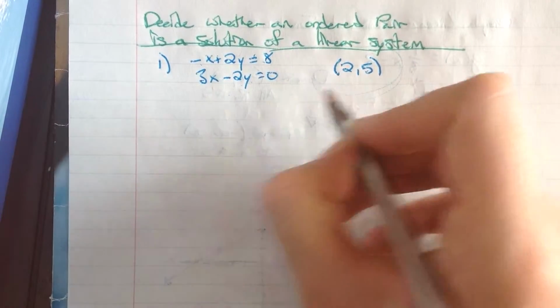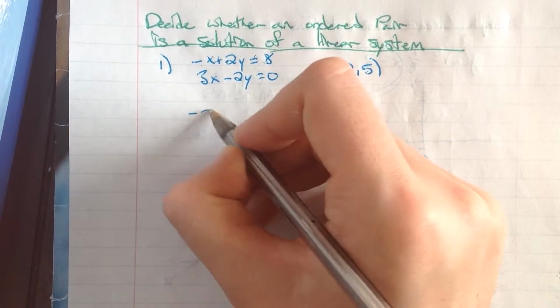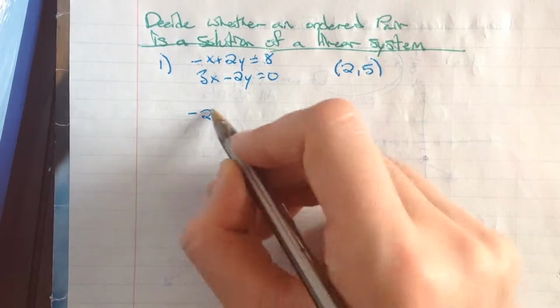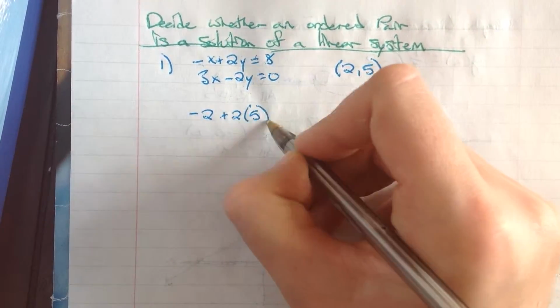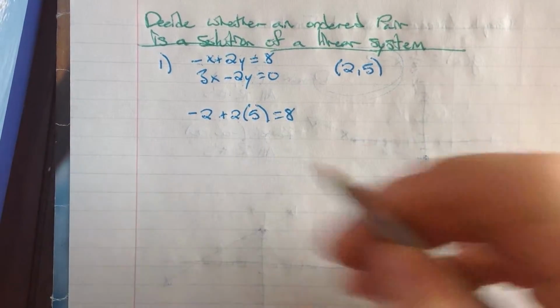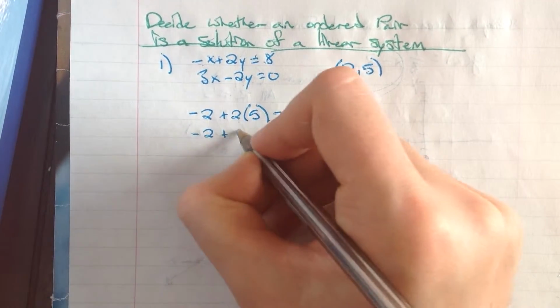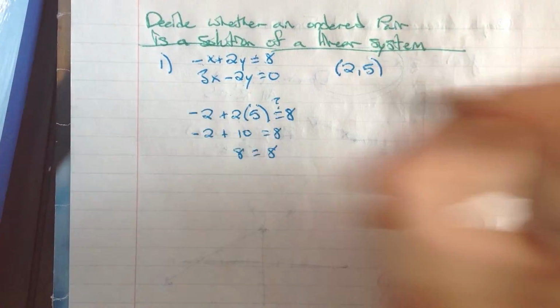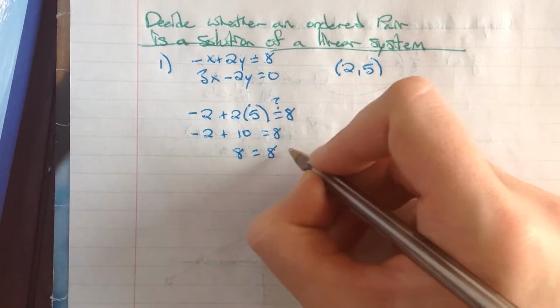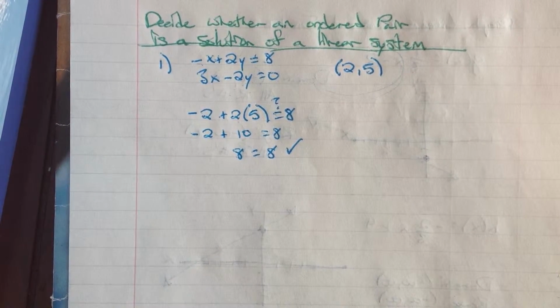So for our first equation, plugging in this point, we get negative 2, because we plug in 2 for the x, plus 2 times our y, equals 8. So I get negative 2 plus 10 equals 8. 8 equals 8, because we were asking, does it make a true statement? It does indeed. So it works out in the first equation.